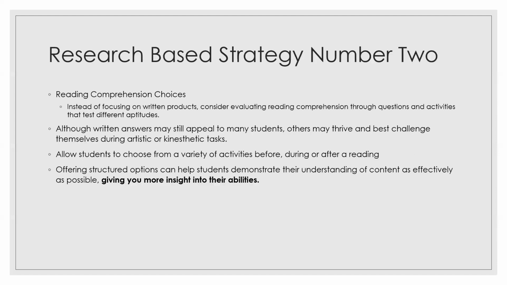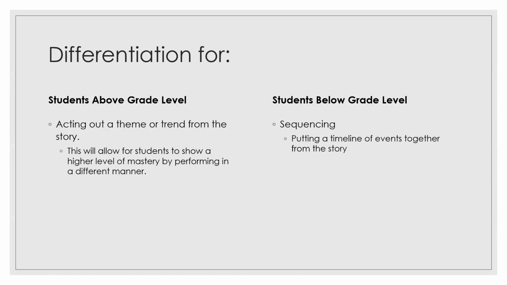The next strategy we're going to talk about is reading comprehension choices. And this is just when we go through a story, allowing the students a choice in how they're going to show their mastery. So some of those examples would be, students who are above grade level will be acting out a theme or trend from the story. This will allow the students to show a higher level of mastery by performing in a different manner. For students who are below grade level, we could use sequencing, putting a timeline of events together from that story.